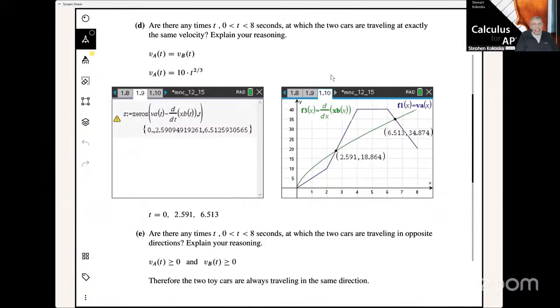All right, there's a part D. Are there any times in this interval 0 to 8 at which the two cars are traveling at exactly the same velocity? Well, what does that mean here? We have to equate v sub A with v sub B. Well, this would be pretty hard to do without technology. So here's how I did this. I know what the velocity of car A is. There it is. I have to equate that to the velocity for car B.